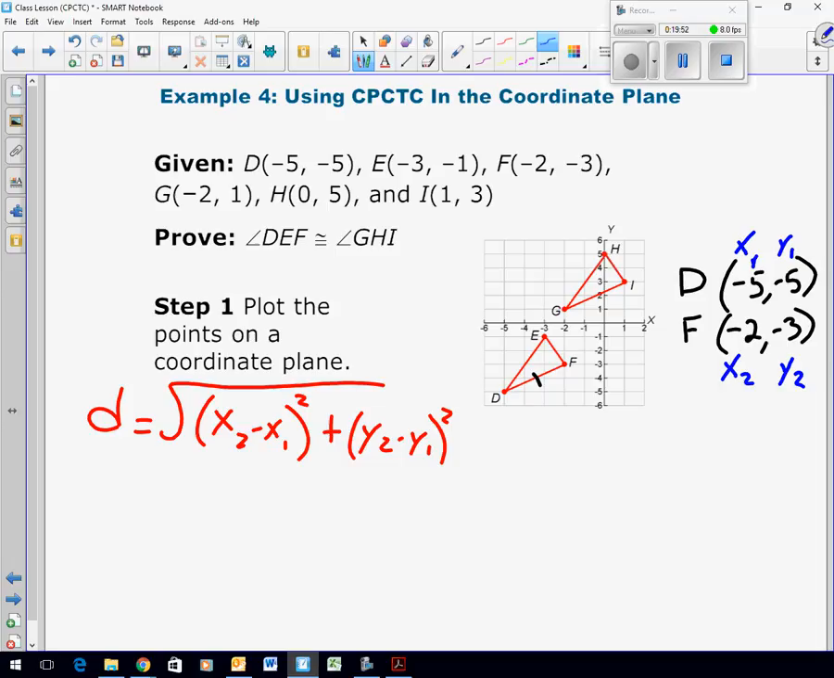Here comes the hard part, making sure you put these into the distance formula correctly. Distance is x2, which was negative 2, and then we get this: minus negative 5.